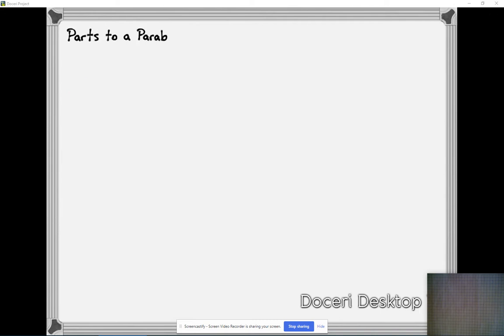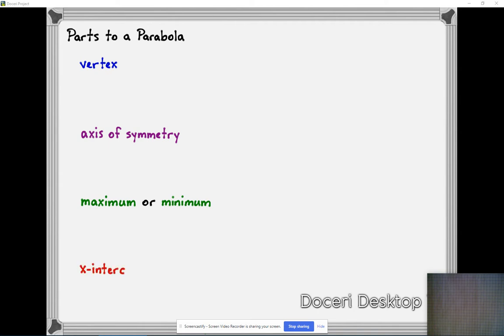With that said, let's talk about those parts to a parabola. The first part is called the vertex, and we'll get to what that is. The next thing is called the axis of symmetry. And in fact, I would actually flip these. I would say the first thing is the axis of symmetry, and the second thing is the vertex, and you'll see why in a second. We have the idea of a maximum or a minimum, which means a high point or a low point. We have x-intercepts, just like we did on a line. And we have y-intercepts, just like we did, or y-intercept, just like we did on a line.